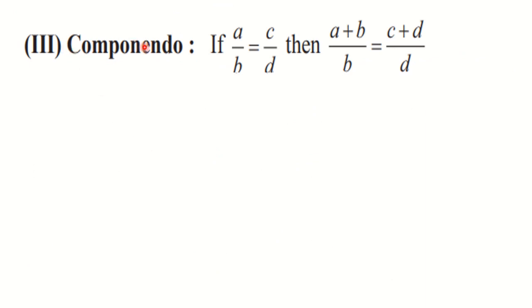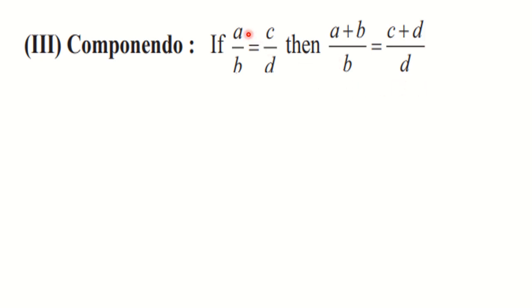The third property is componendo. If A upon B is equal to C upon D, then A plus B upon B is equal to C plus D upon D. This property componendo stands for addition of numerator and denominator in the numerator. But whatever we are doing on left hand side, the same thing we have to do on right hand side also. That means operations we have to carry on both the sides. You are familiar with this, that any operation, multiplication or division, we have to do on both the sides of the equation. We cannot do it on one side.